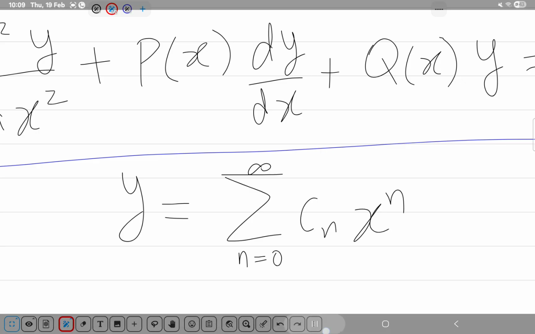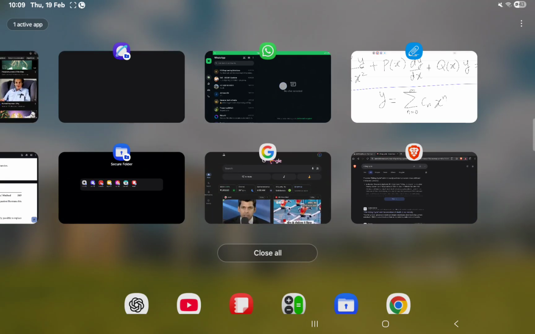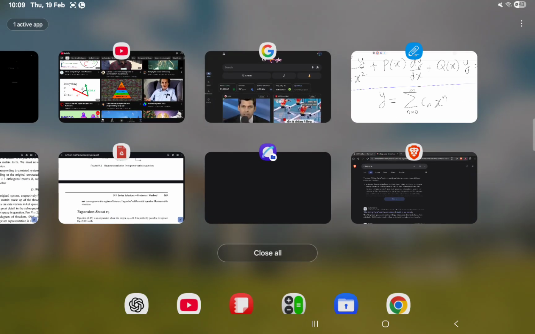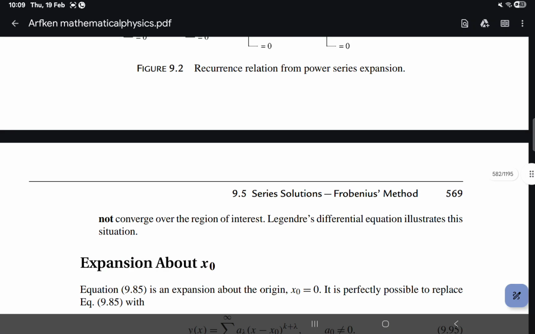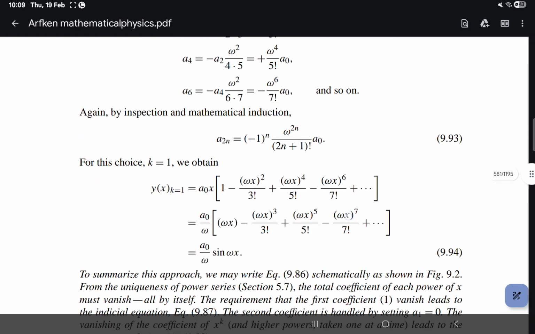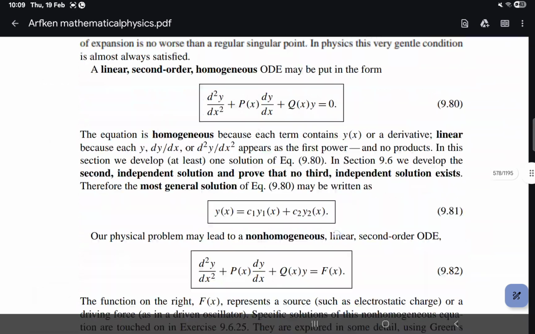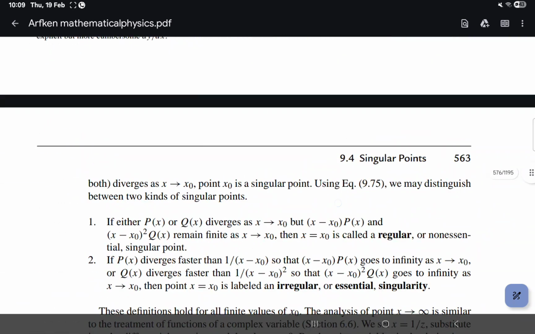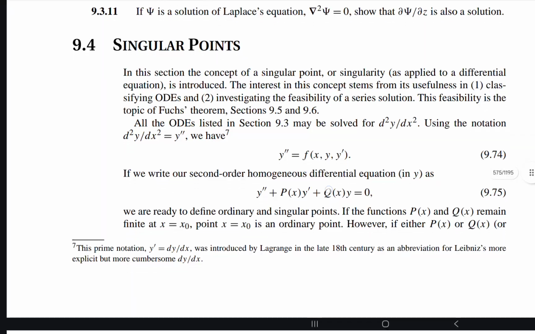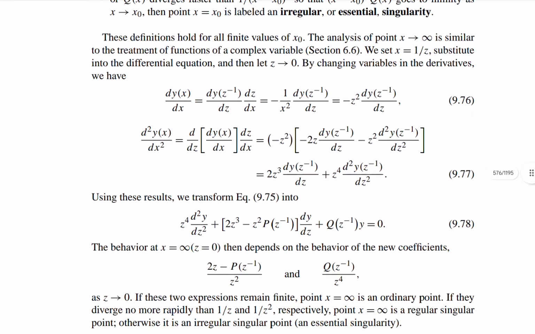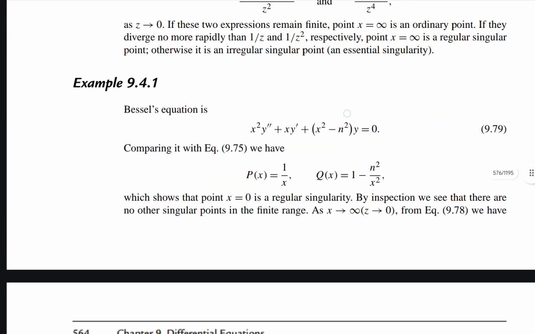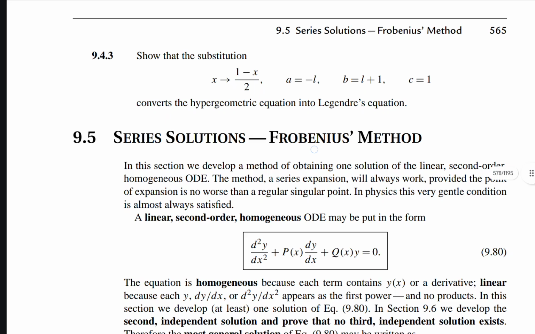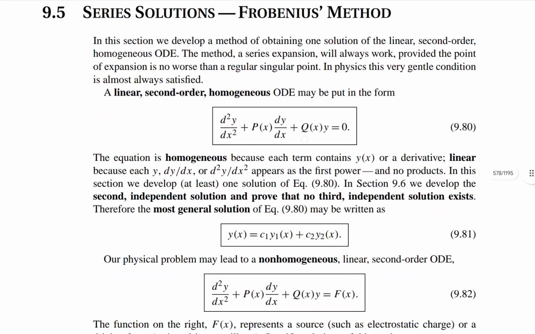Let me try solving one of the differential equations if they have given any. So here is my book, the Arfken book. Here it is. Let's see what they have got for me. Something related to singular points. I should have focused on this, but I didn't. I will study these later, singular points. So right now I will focus on this.